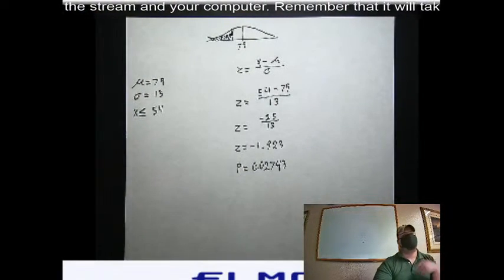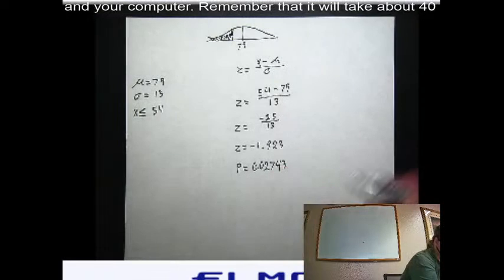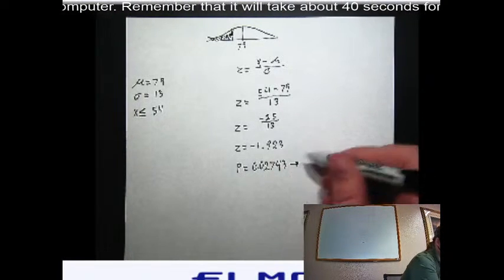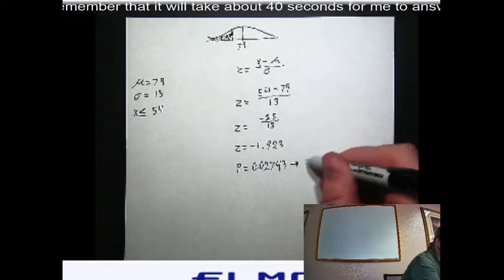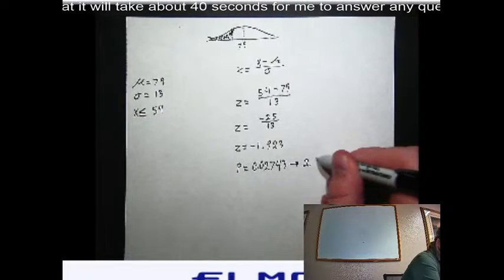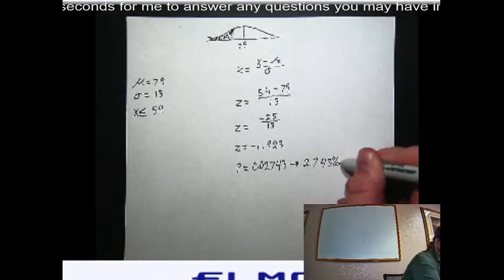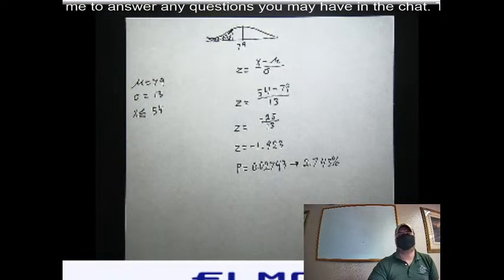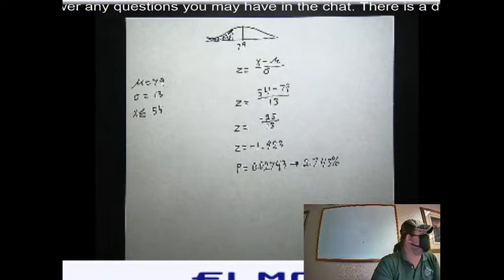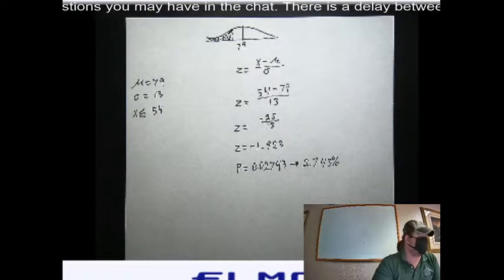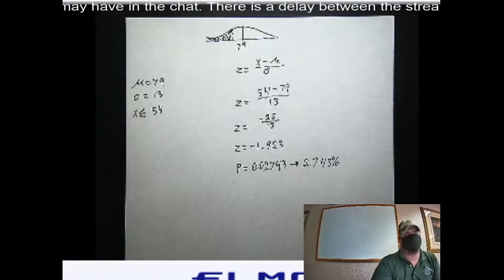Okay. And of course we can make this into a percent. Just move that decimal twice to the right, and we get 2.743%. Okay, make sense? Good. Now here's another question for us.